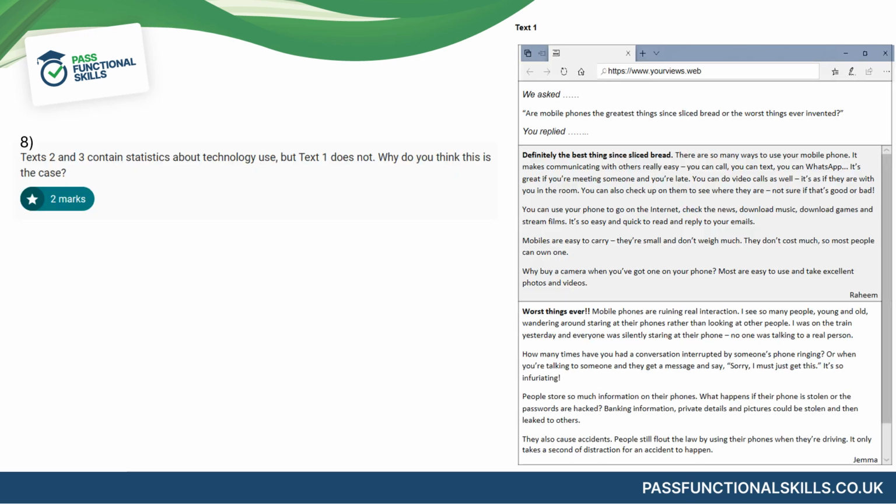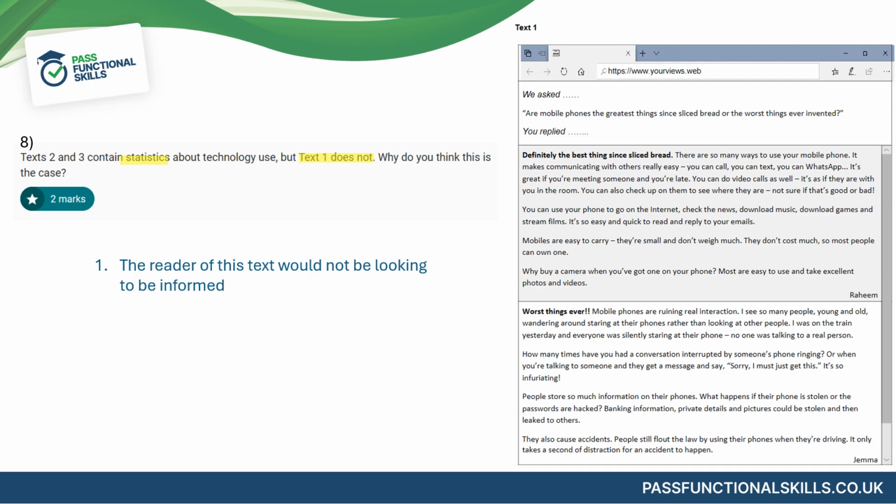Okay, so let's first start by looking at text 1. So we want to think about why text 1 doesn't contain statistics about technology use. So similarly to detail questions that are worded like this, we want to think about a few things, or there's a few places that we can start. So firstly would be thinking about the reader, or what sort of reader would be reading this text.